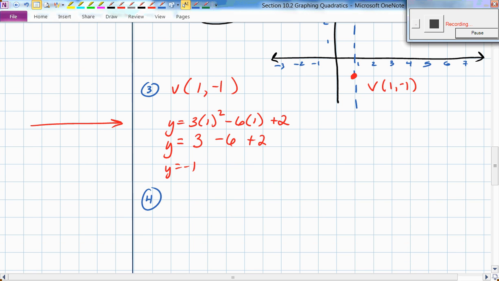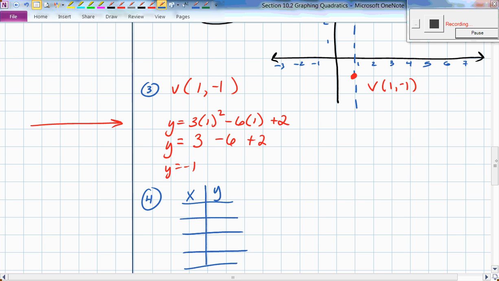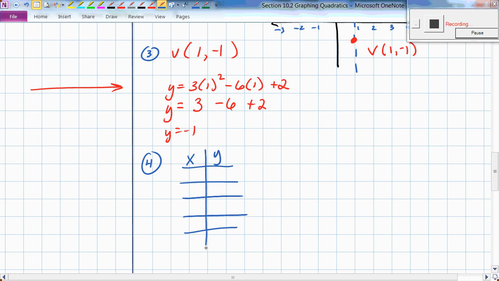Okay, step 4. We're going to plot 2 points, okay? So we're going to make a little table here, and we're going to put our vertex in the center, and we're going to go 2 points to the left, 2 points to the right. So here's x, here's y, and we're just going to make a little table and plot a couple of points. And I want to put my vertex in the center. So my vertex is at the point 1, -1.